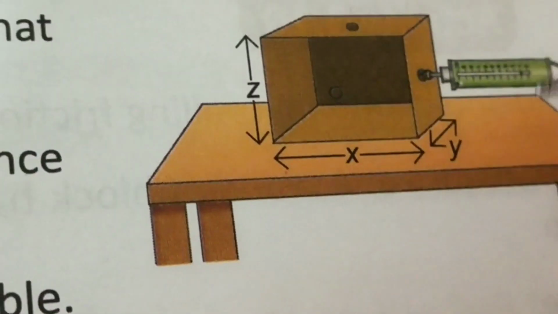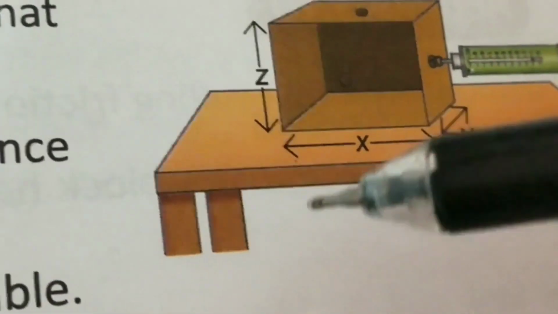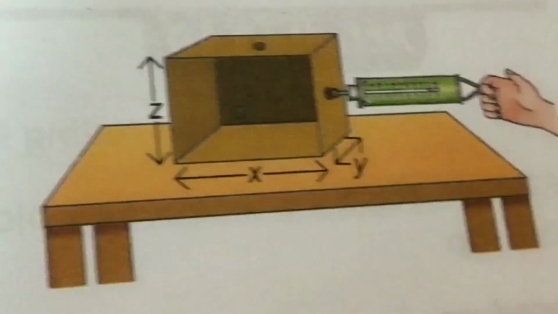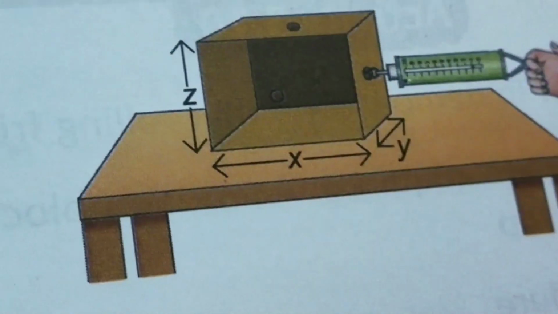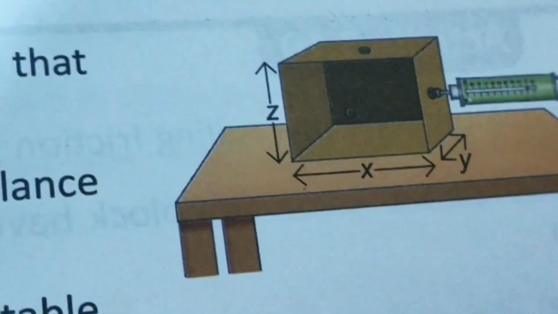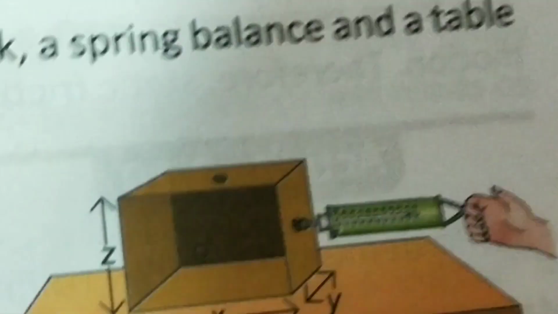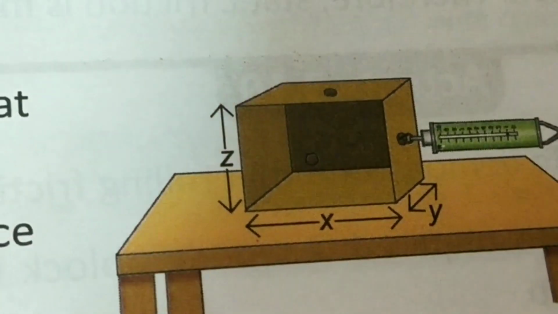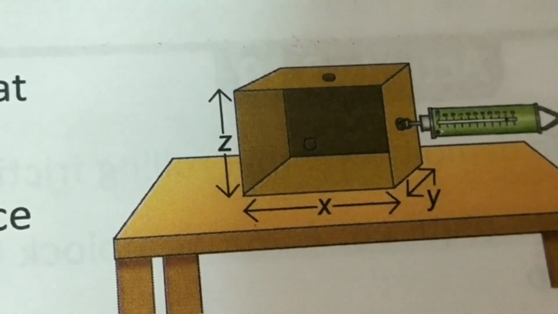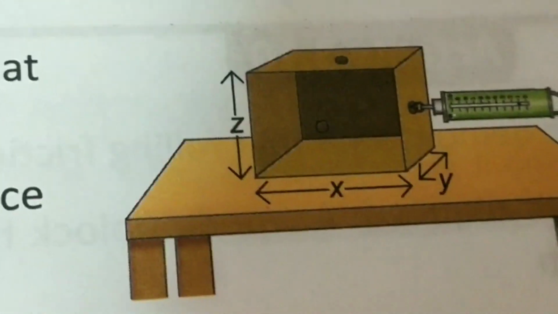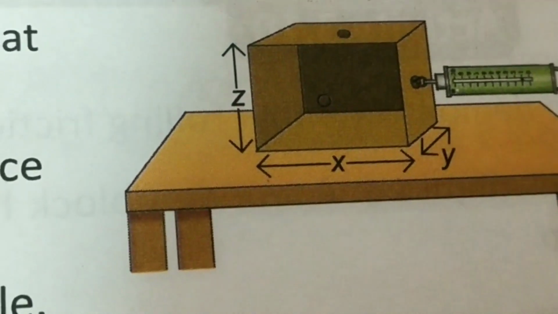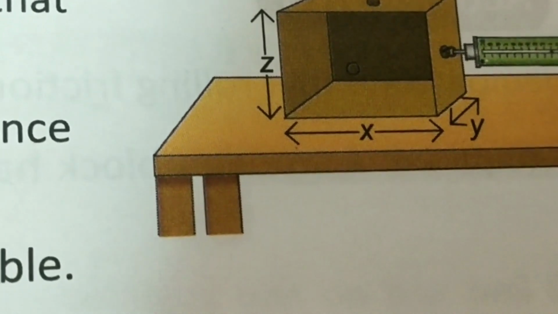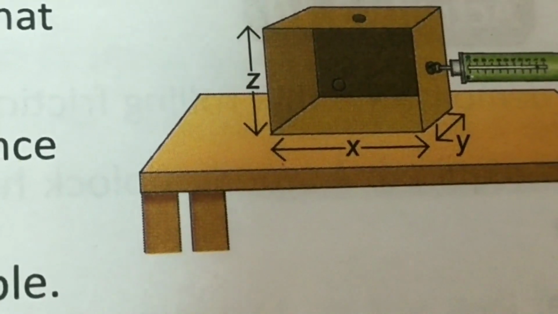There is a hook fixed at the side of the box, and the box is kept on the table. Now with the help of the spring balance, we try to move the box on the table, then we will find some reading on the spring balance and write it. Similarly, if we attach the spring balance to different sides of the box and try to move it, we'll find the same reading. Okay, so this makes the conclusion that friction is independent of the area in contact.